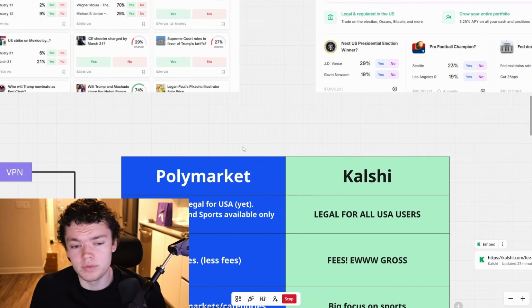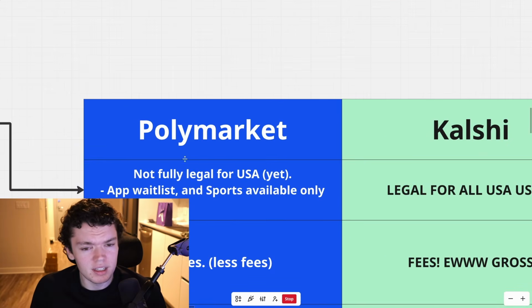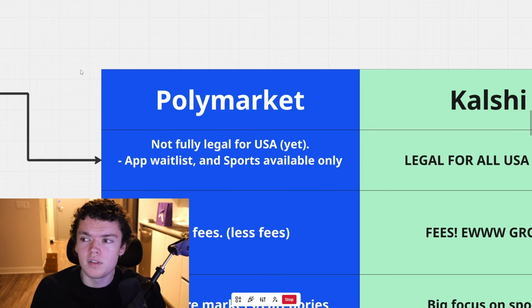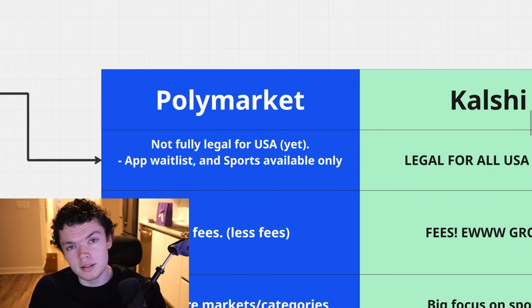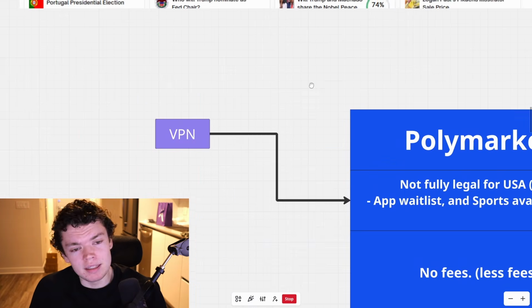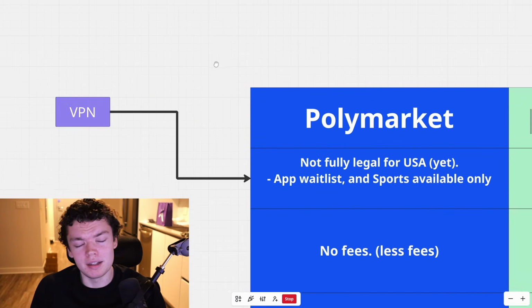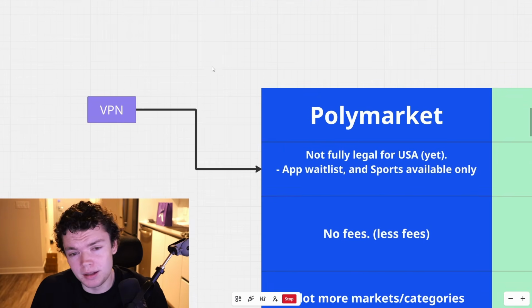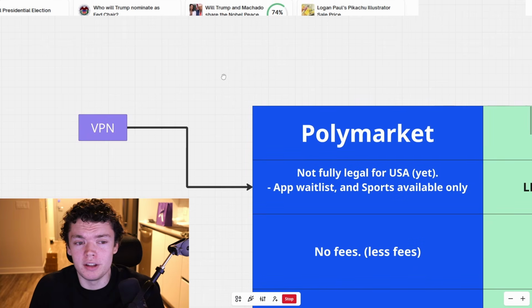Head-to-head comparison. Okay, Polymarket. Again, as I said, it's not fully legal in the United States yet. You can get on the app waitlist, and sports are available only on the app. But I'm not going to tell you to break their TOS, but VPNs do exist. But I'm sure they would also love your extra volume, but don't break their TOS, okay?